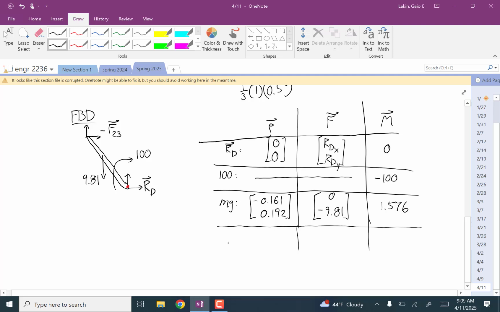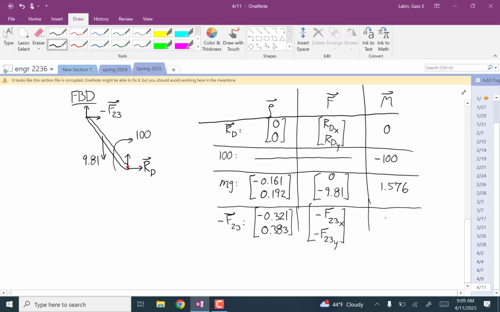And then last is that force negative F23. The rho vector is negative 0.321, positive 0.383. The force is negative F23x, negative F23y. And so the cross product is 0.321 F23y plus 0.383 F23x.